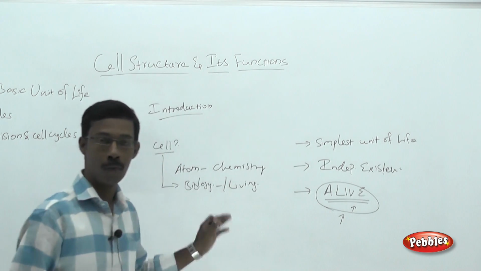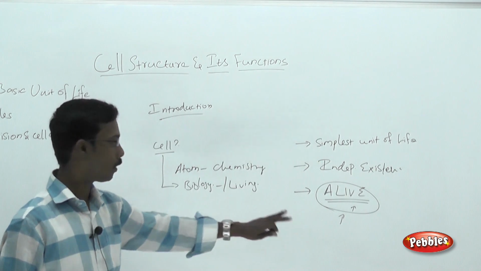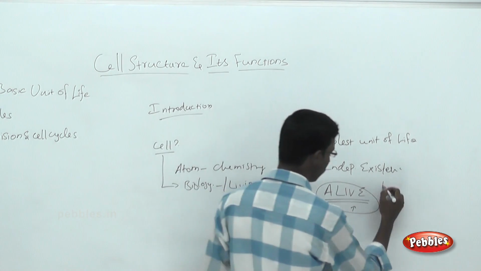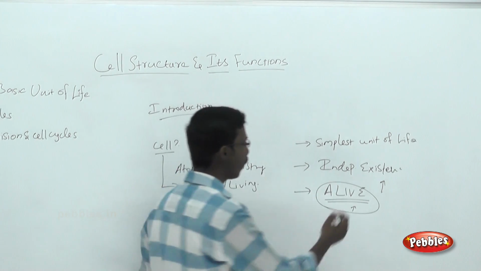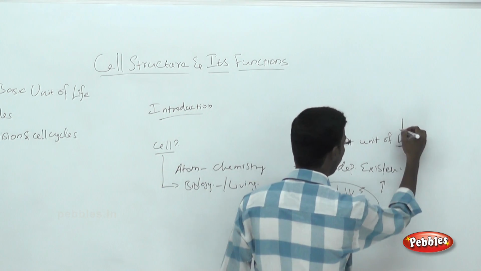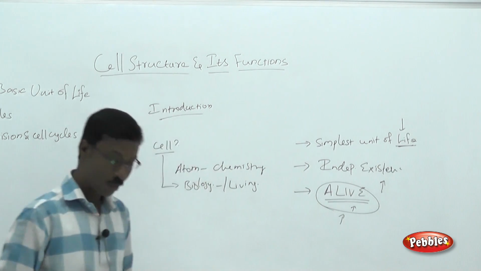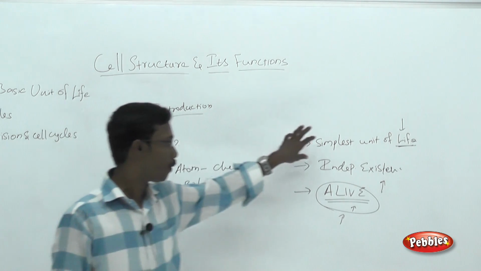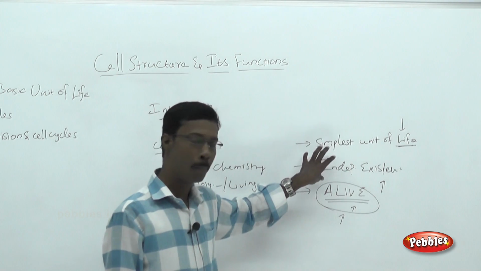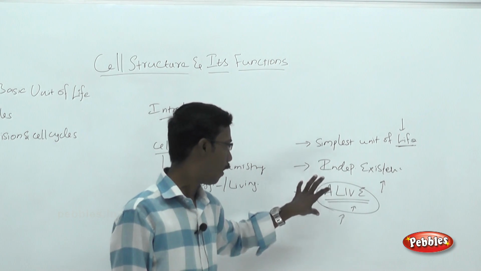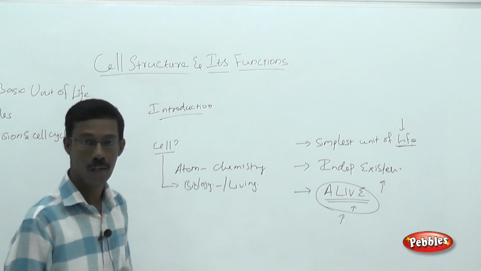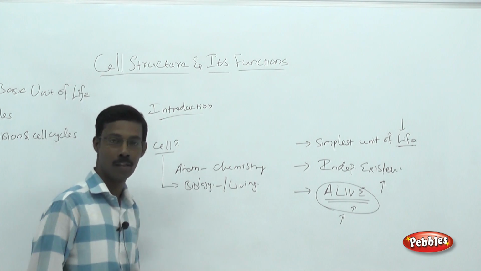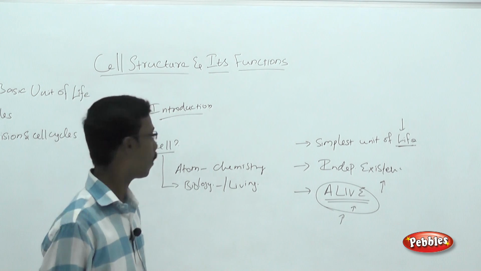A cell can perform the body's functions, and it can exist as an independent small structure, and this is the basic unit of the living organism. So what is a cell? Cells are the simplest unit of life. They can exist independently, and they are the simplest unit. They can be called alive, a living structure of any living organism.